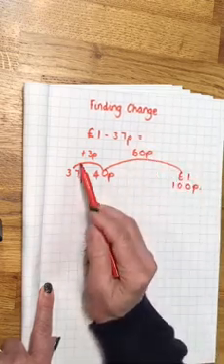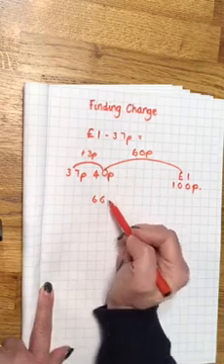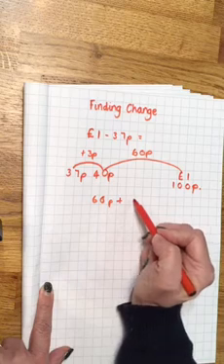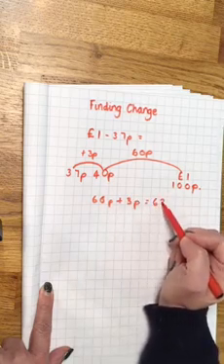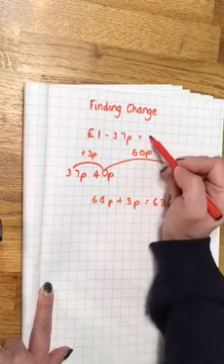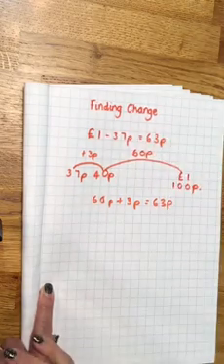Now I'm going to count my jumps. I'm going to see how much my jumps are worth. I've got a 60p, add a 3p. So 60 add 3 is 63p. So I'm going to get 63 pence change.